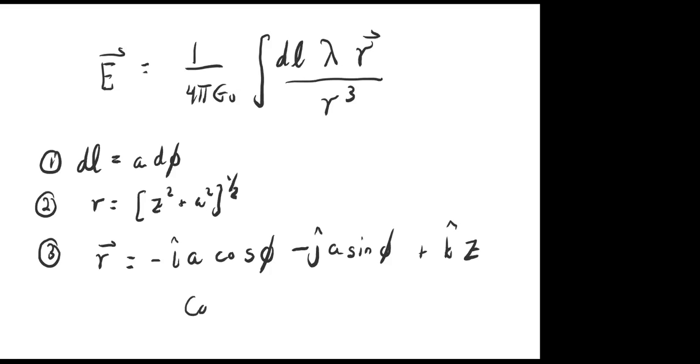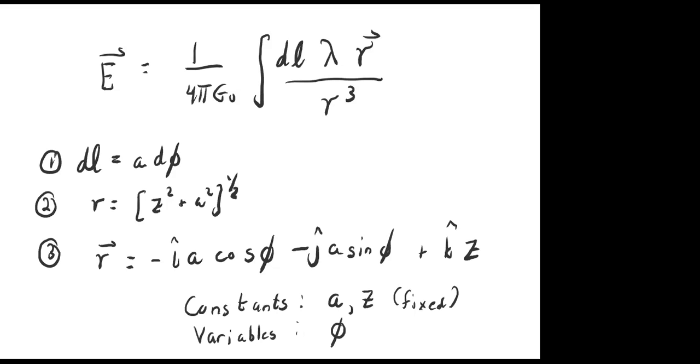Constants in this problem. Clearly the radius of the loop is a constant, and you are evaluating the electric field at a fixed value of Z, so that is effectively a constant. And even though this integral looks complicated, it's really not, because there's only one variable, the azimuthal angle φ. That's the only thing that varies in this problem.